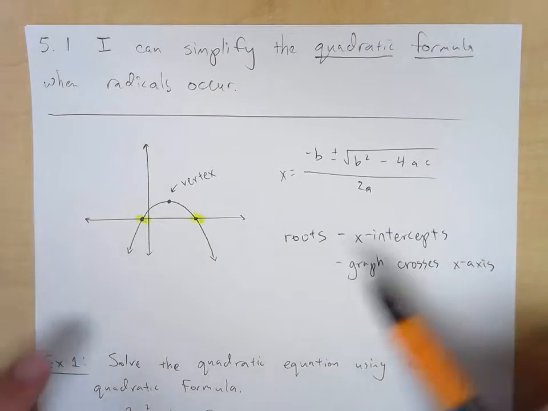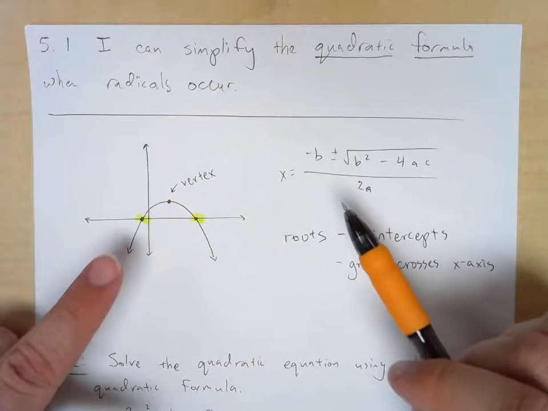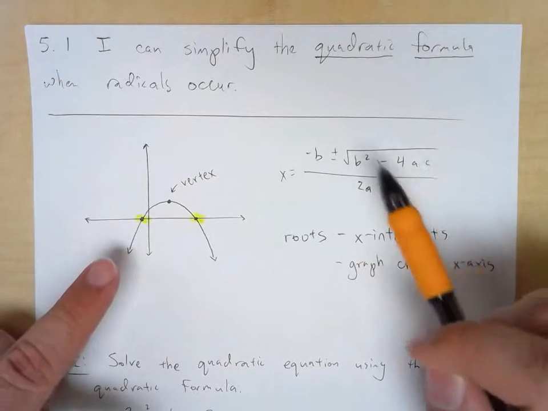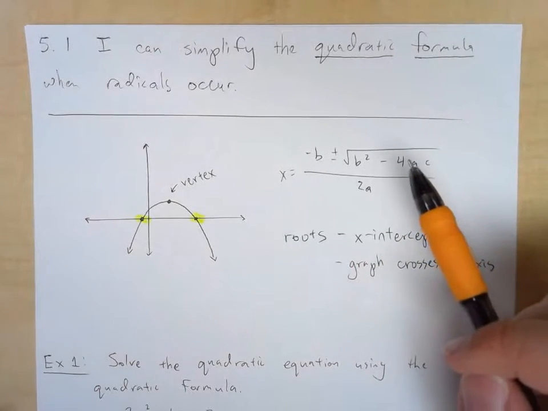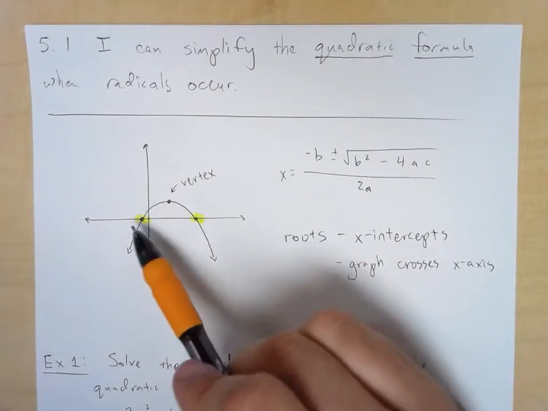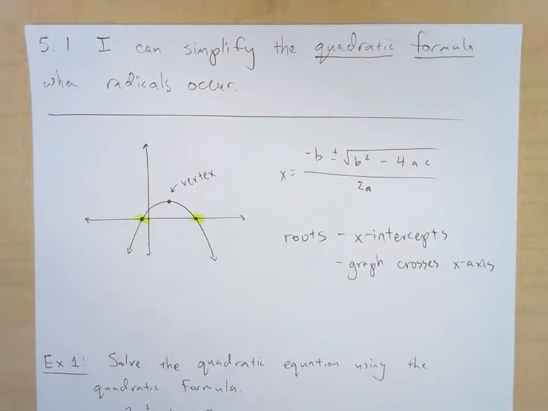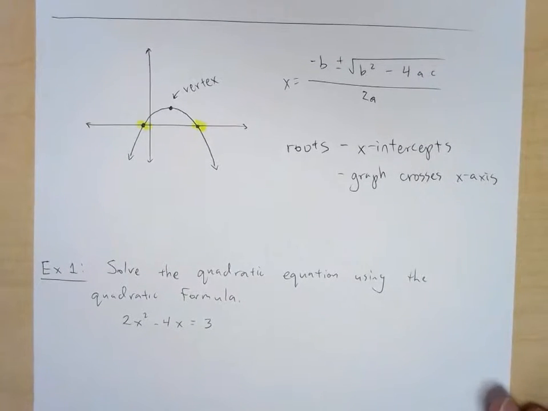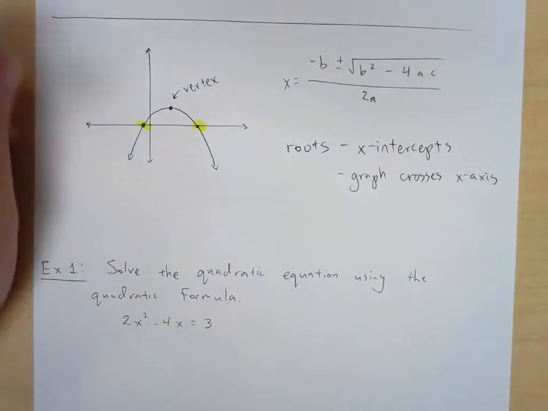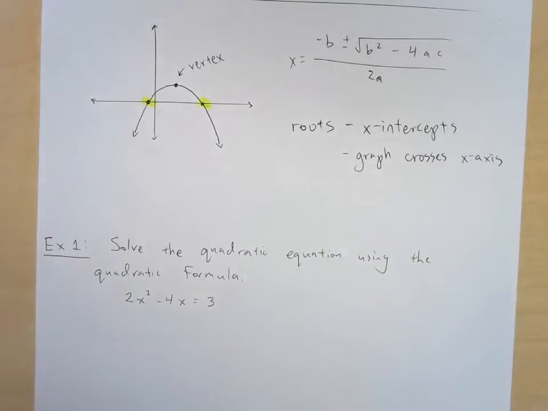But we're especially looking at simplifying the quadratic formula when we have a radical that's not a nice number, so we can't just take the square root of it, and we're not going to make a decimal. Instead, we're going to find these 2 points, or maybe 1 point, or maybe no points, where it crosses the x-axis.